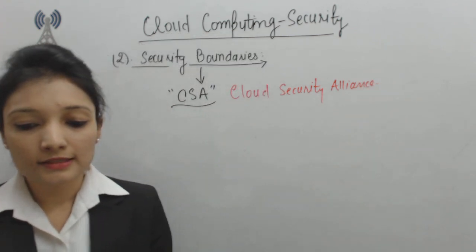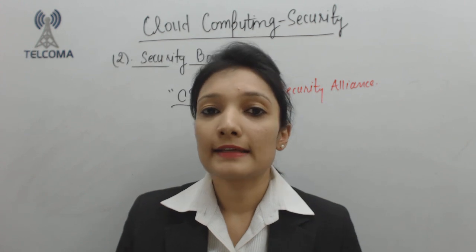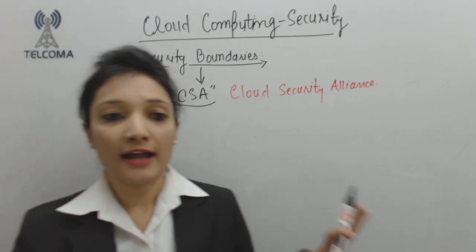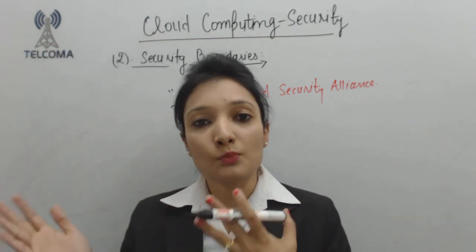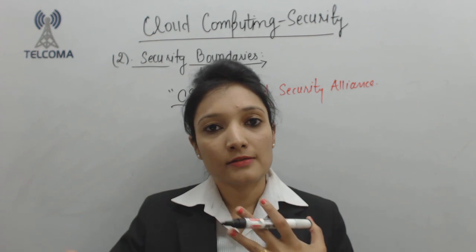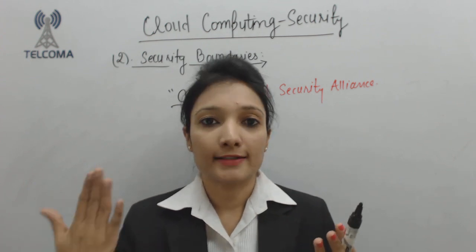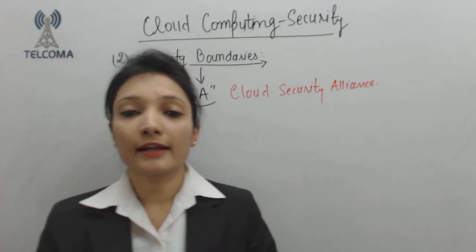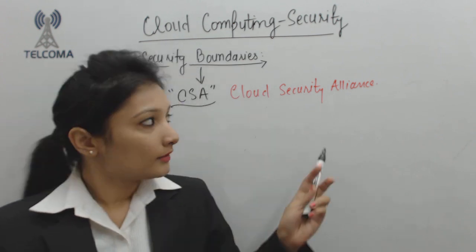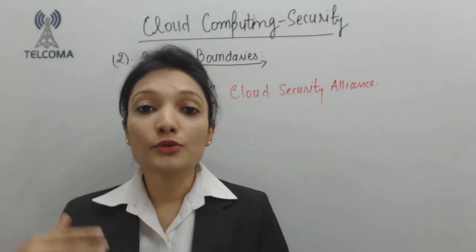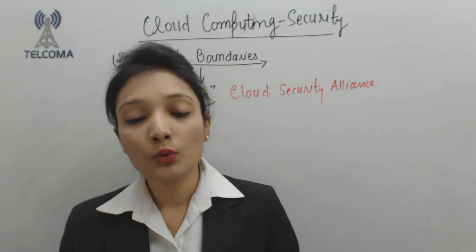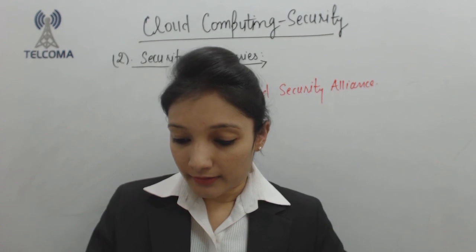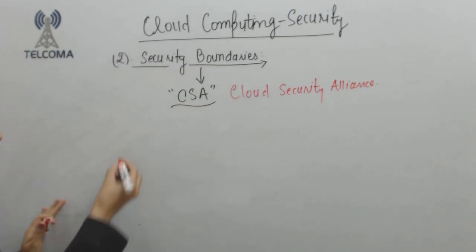So this is basically also called the CSA stack model. This model, the CSA stack model, basically defines the boundaries between each service model. That means like you have infrastructure as a service, platform as a service, and software as a service. So it will define the security boundaries, or simply we can say the boundaries between the service models, and it shows how the different units are related to each other. So we will see the CSA stack model here.